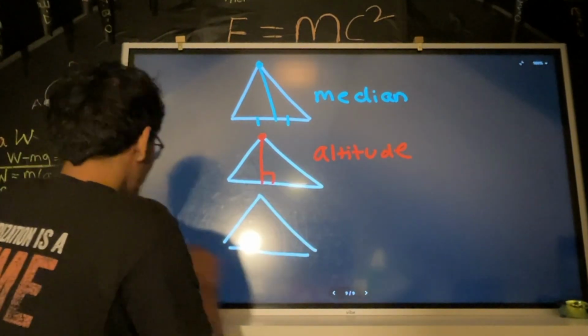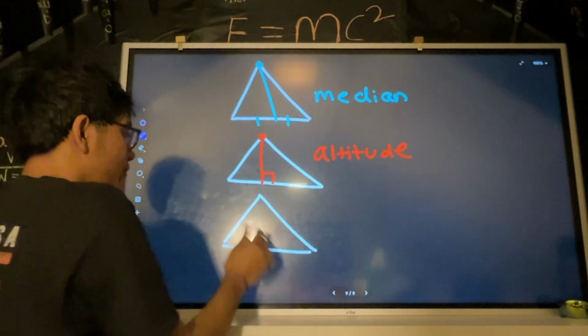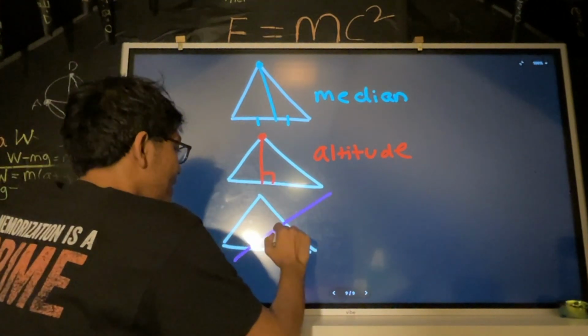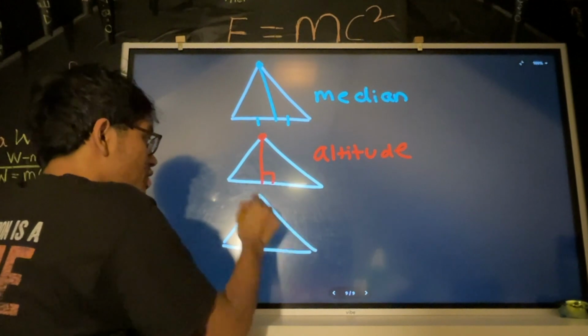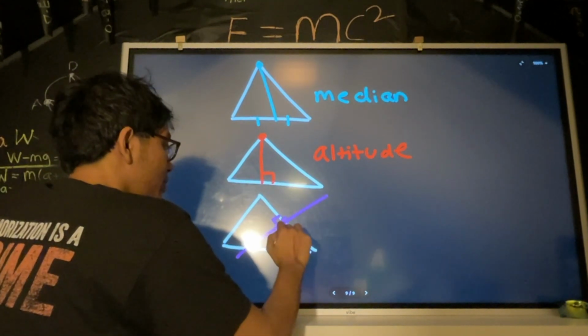The perpendicular bisector, what it does is it chops off some side of the triangle in half, and it does so at a 90-degree angle. So imagine I want to chop this side in half at a 90-degree angle. Well, I do it with a perpendicular bisector.